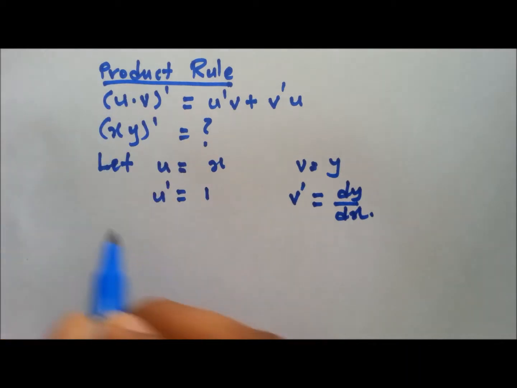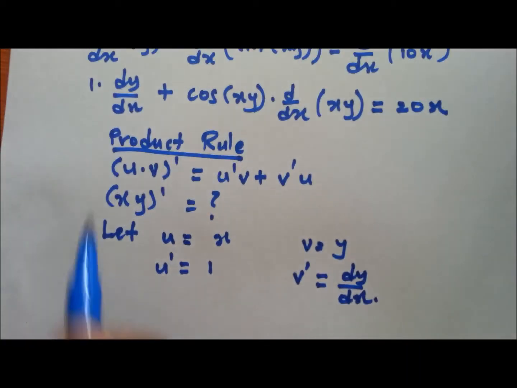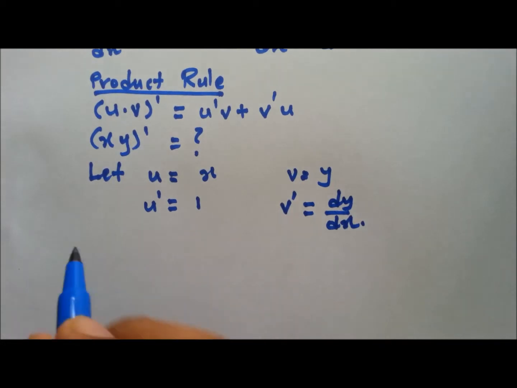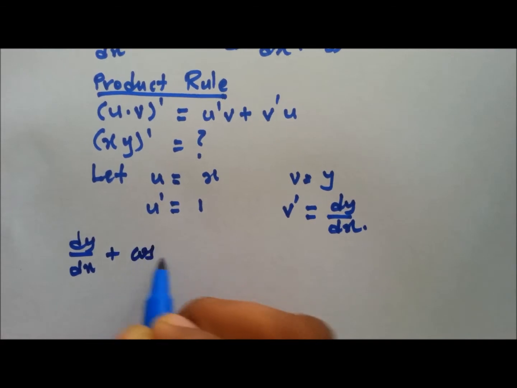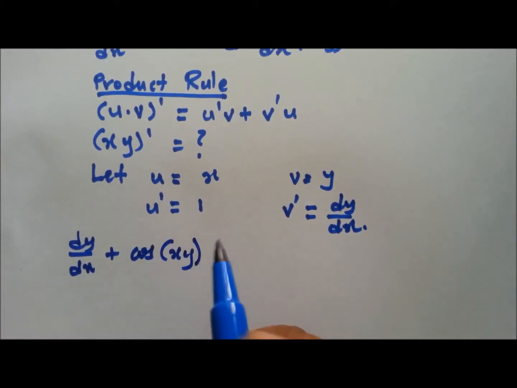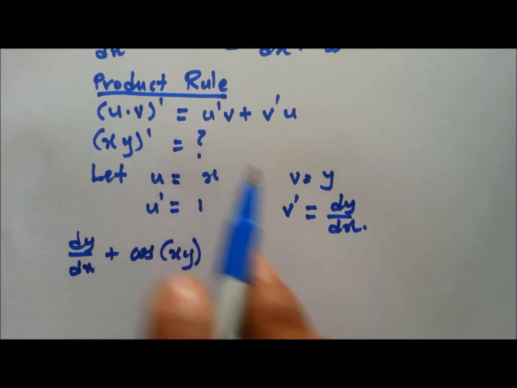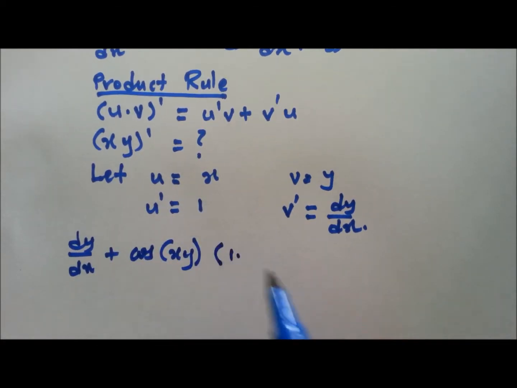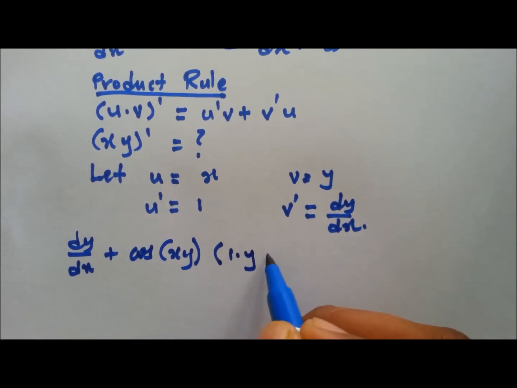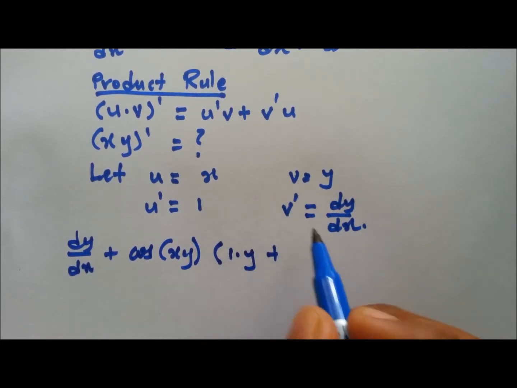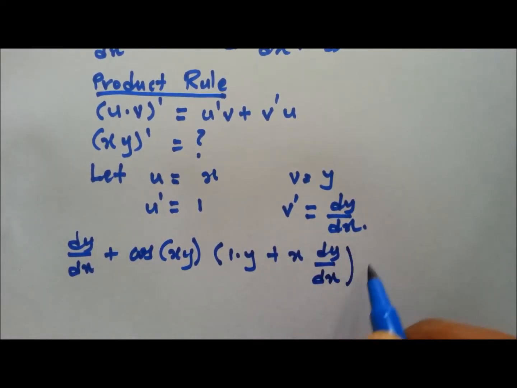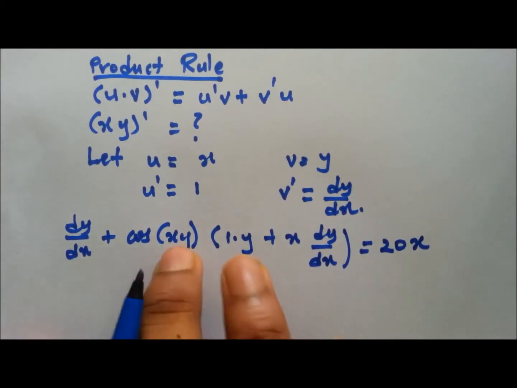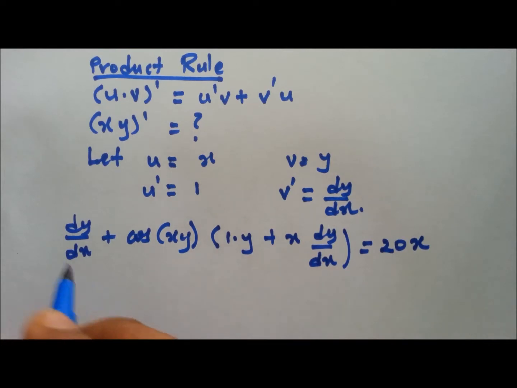So going back to the first one, utilizing this one, we will have dy over dx plus cos of x times y. So the derivative, now utilizing this formula, u prime is 1, into v which is y, plus v prime u. So u is given as x and v prime is given as dy over dx, that is equal to 20x. Excellent.